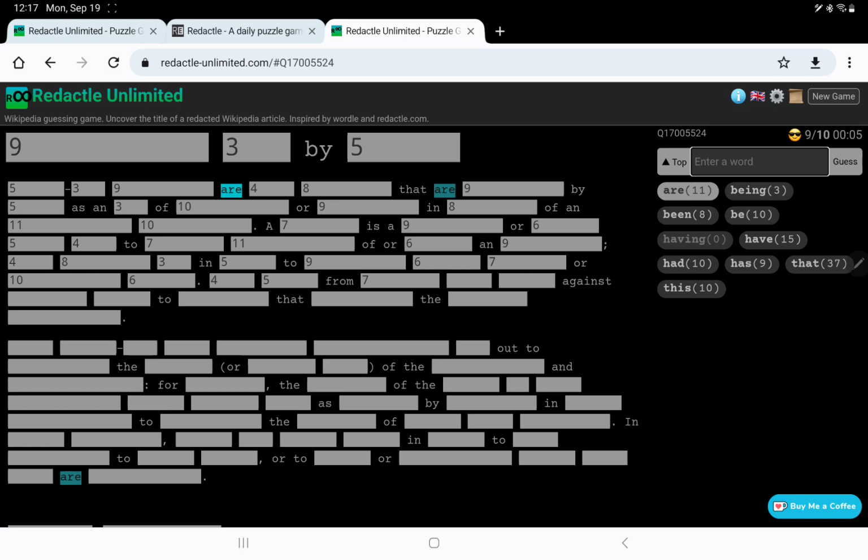Oh, okay. I didn't cop that the sentence begins with 5-39 instead of 9 3 by 5. Are 4 8 that are 9 by 5 as an 3 of 10 or 9. As an act, maybe? Oh, as an act of something. Act of retribution, an act of kindness, an act of the apostles. I don't know what that is.